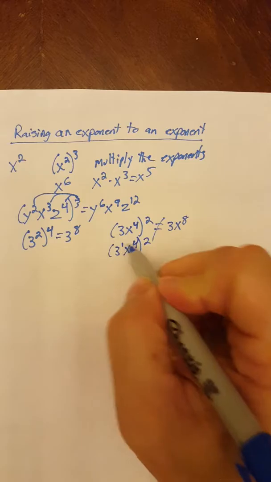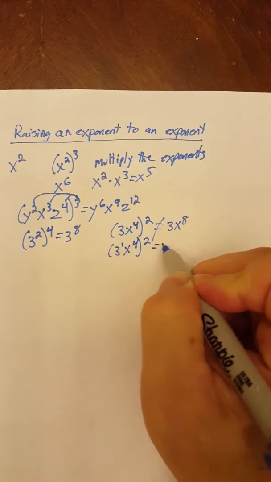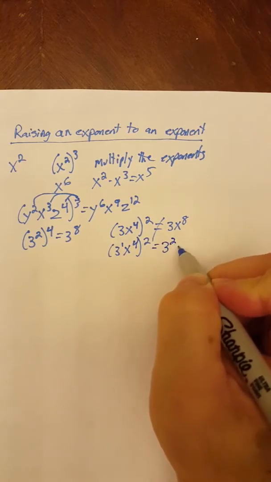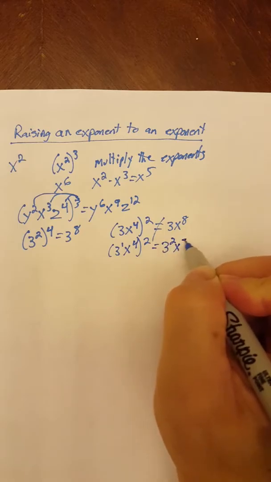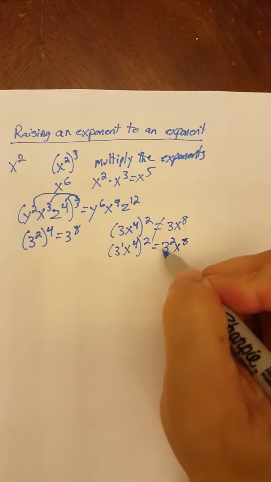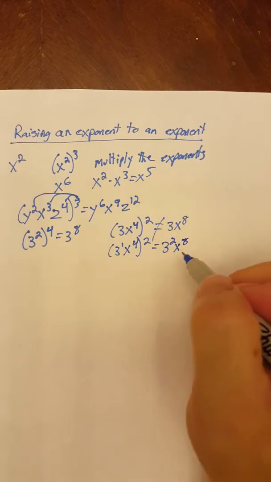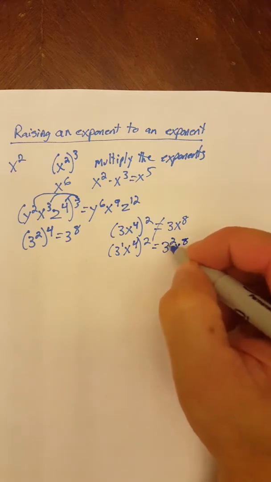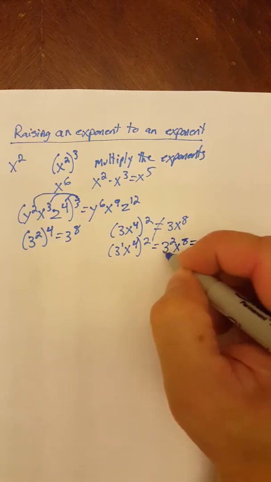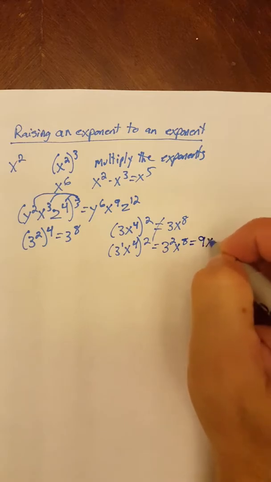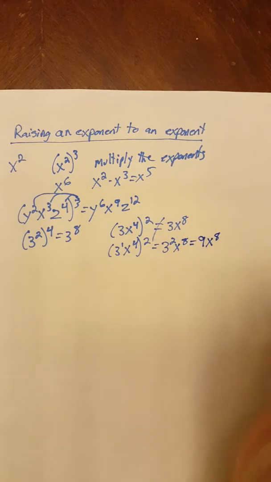So what we end up with is 1 times 2 giving us 3 squared, and then x, 4 times 2, x to the 8. Don't forget to simplify this again at the end, because you do have a number that has a variable, so everything there can be simplified. So 3 squared is 9, 9x to the 8.